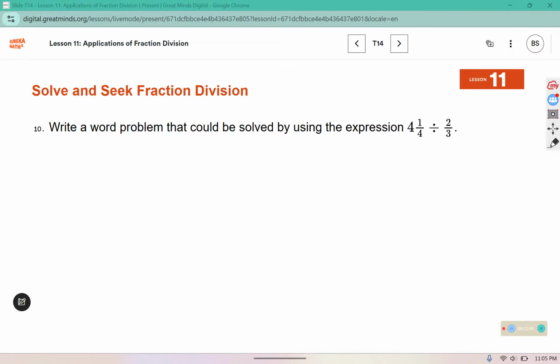Write a word problem that could be solved using the expression 4.25 divided by 2/3. We are going to write a story or a story problem involving a question as well, because it should be a math problem.